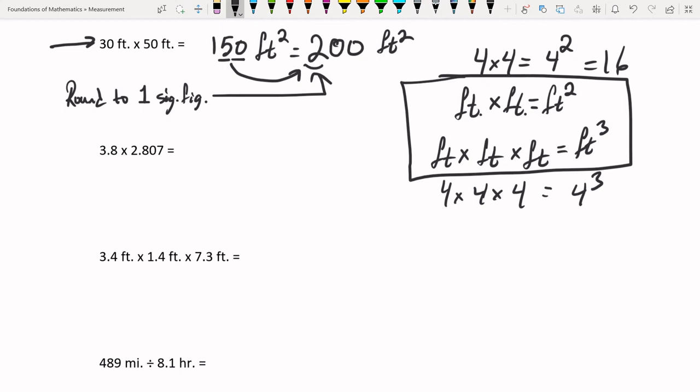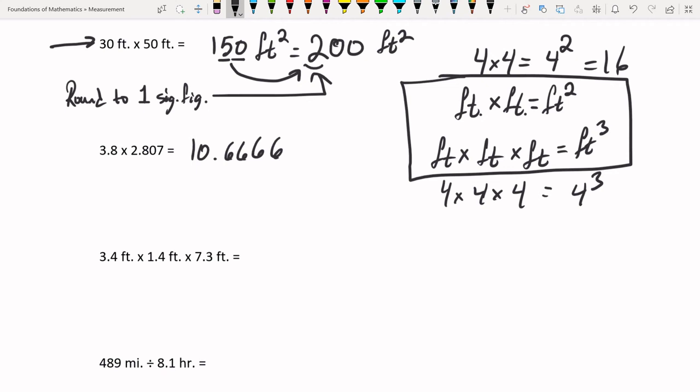Okay, for the next one, 3.8 times 2.807. If you do that, you see we get 10.6666. That's on a calculator. That's what it would give you. However, we need to round to significant digits. Let's see how many we have in the problem.